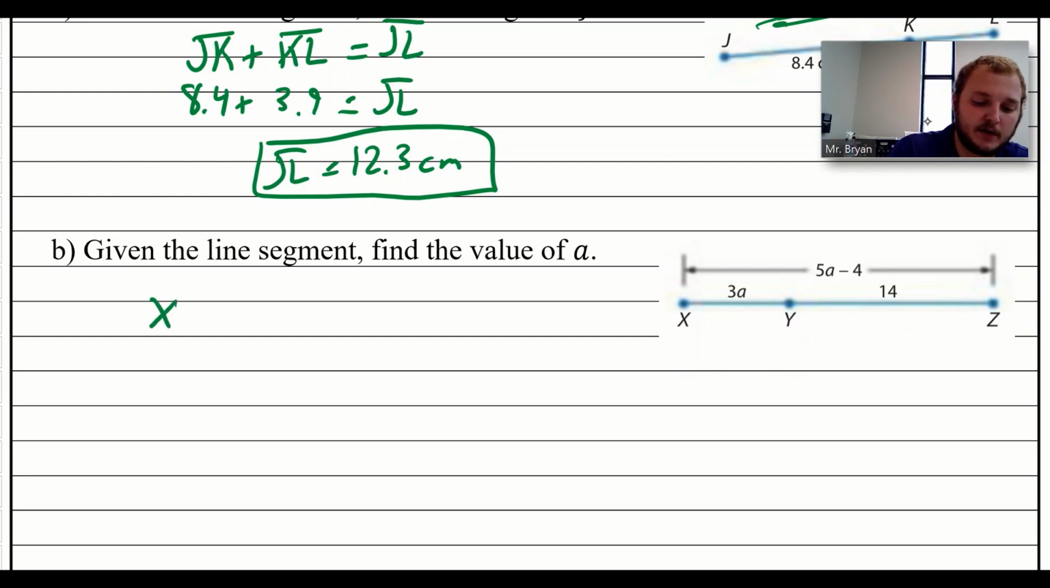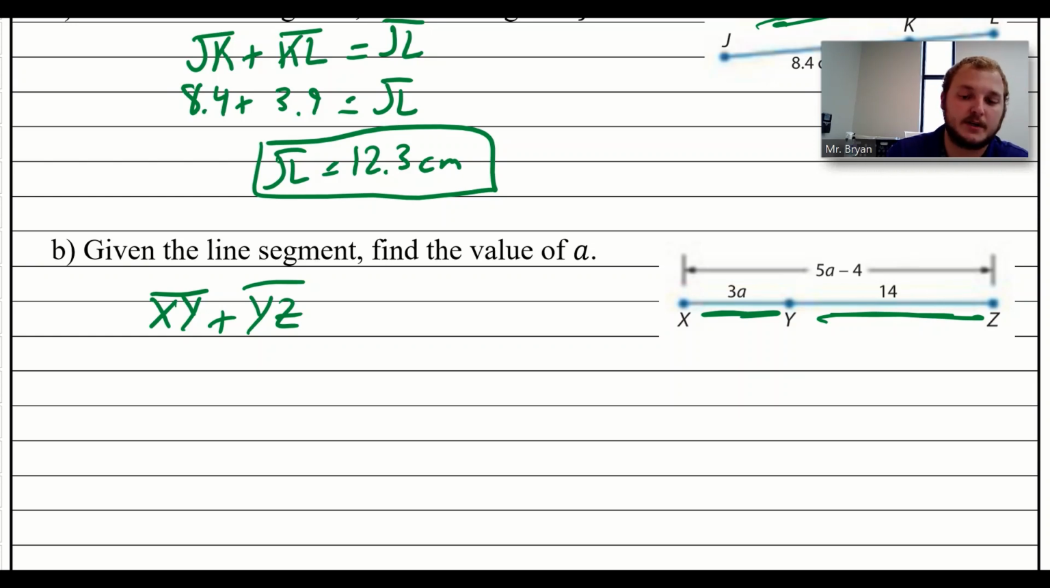I'm going to have the part, so length XY, plus the other part, length YZ. Again, notice I'm putting that little line above all of my letters. I'm not just writing YZ, I'm putting that line above it. And part plus part is always going to equal the whole thing. So in this case, line segment XZ.